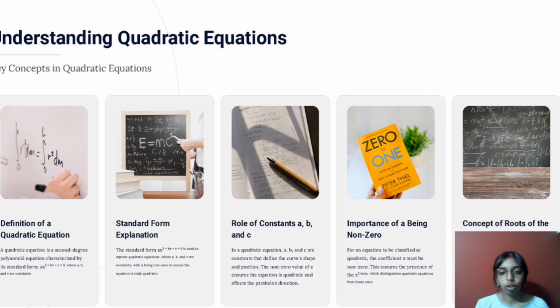Importance of a being non-zero. For an equation to be classified as quadratic, the coefficient a must be non-zero. This ensures the presence of the x squared term, which distinguishes quadratic equations from linear equations.